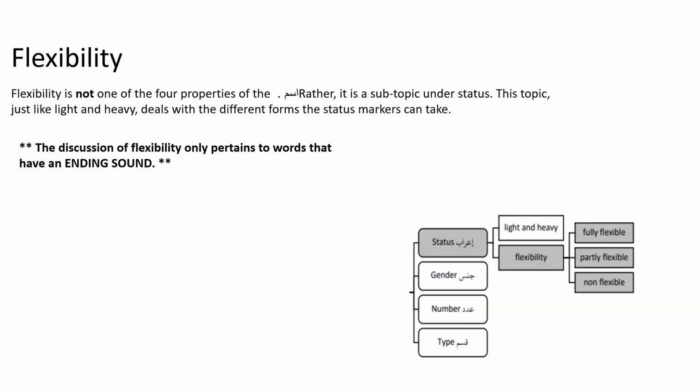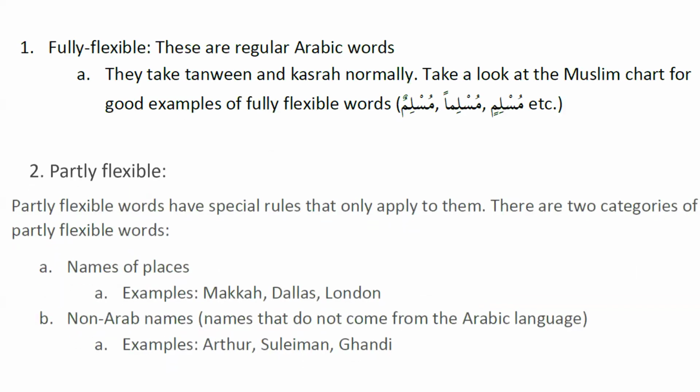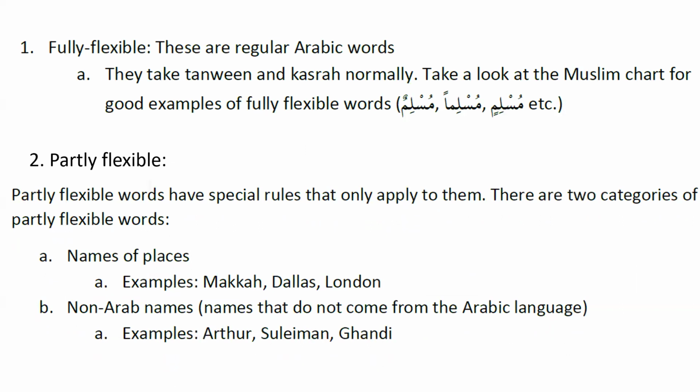And that's why the partly flexible words we can divide in two groups. They could be names of places in the Quran, or it could be some non-Arab names. The names that are not Arabic names, names from ancient times, not from the Arabic area. So those names and names of places are partly flexible.